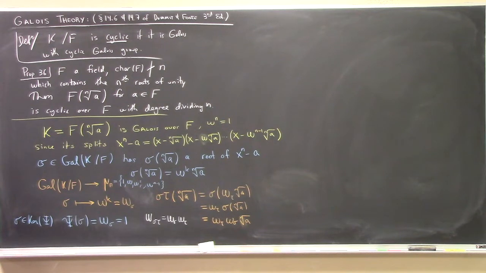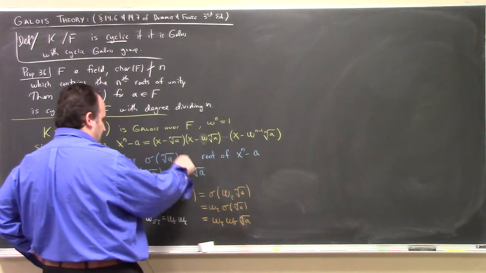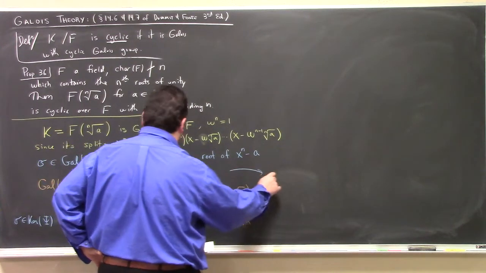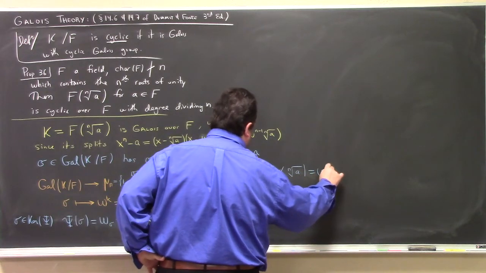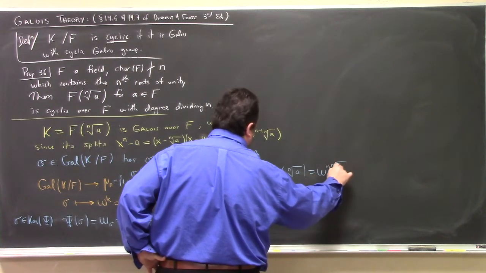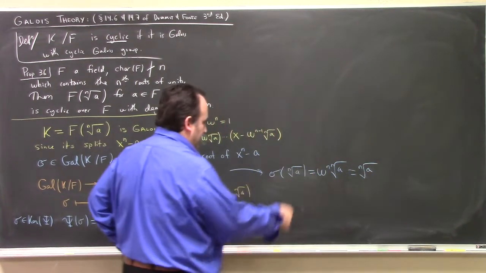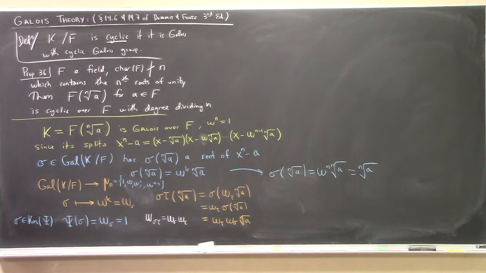Ah, yes. But it also has to be, so you said it has to be k equals n basically, right? So the sigma of the nth root of A equals omega to the n times the nth root of A, which is of course the nth root of A. So it's the identity. So the point is the kernel is the identity.